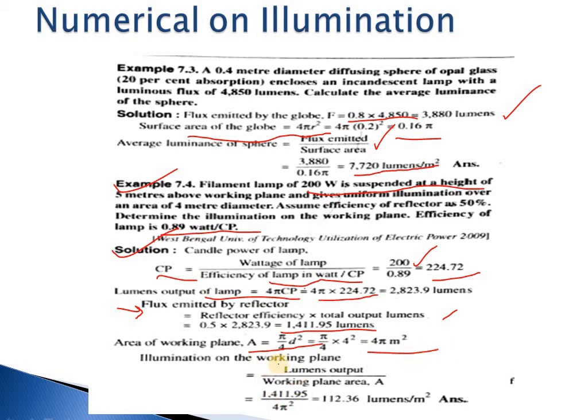Now the illumination on the working plane is basically the lumens output divided by the working plane area A. So it will be 1411.95 divided by 4 pi, that is 112.36 lumens per meter square. So here I have discussed only 4 problems.